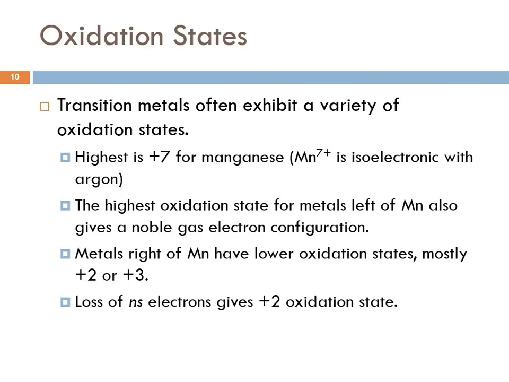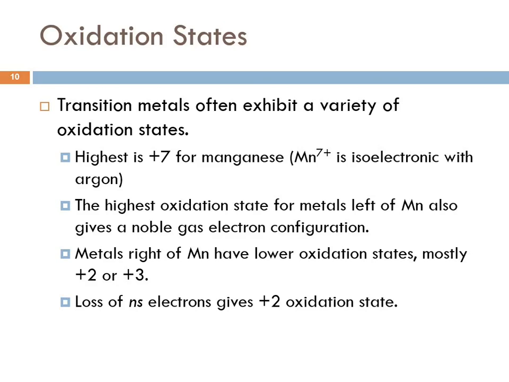It's got 4s electrons, 2 of them, and then 5 of the 3d. If it loses all 7 of those, it becomes isoelectronic with argon. And when we looked at the main group metals, we used that to explain, well, why does aluminum form a +3 ion and only a +3 ion? Because by losing 3 electrons, it becomes isoelectronic with a noble gas, and that is more stable, and so that's why they do that.